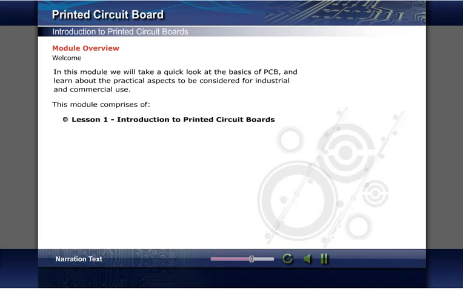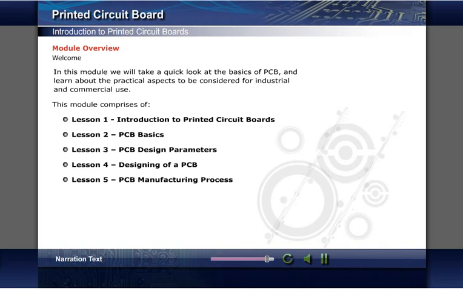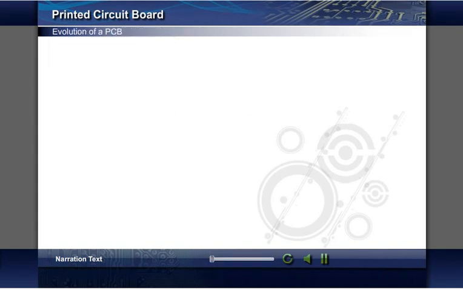Lesson 1, Introduction to printed circuit boards. Lesson 2, PCB basics. Lesson 3, PCB design parameters. Lesson 4, designing of a PCB. Lesson 5, PCB manufacturing process, and lesson 6, good practices.